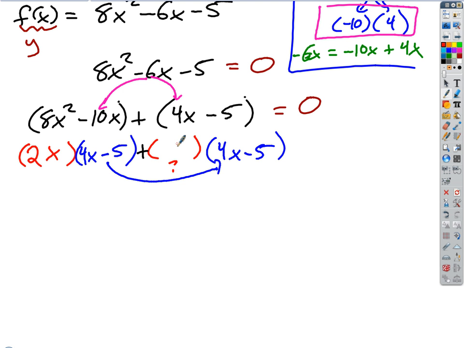That's almost the trickiest one, though, because sometimes people just don't even write the 1 there. They think of it as a 0, but it's not. It really is a 1. What times 4x minus 5 is 4x minus 5? 1, right? Say it again. I just don't remember how to get the answer out of this. Wait, how'd you get the 2x again? At the beginning, because we look for the greatest common factor from the first group. Make sense?